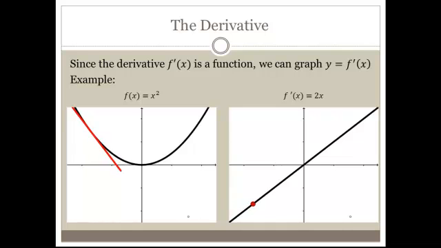We will use this relationship between the original function and its derivative repeatedly throughout this course. Again, when the function is decreasing, the derivative is negative, and when the function is increasing, the derivative is positive.